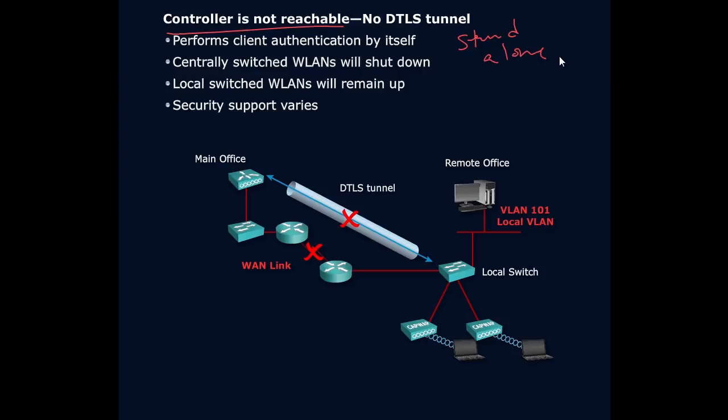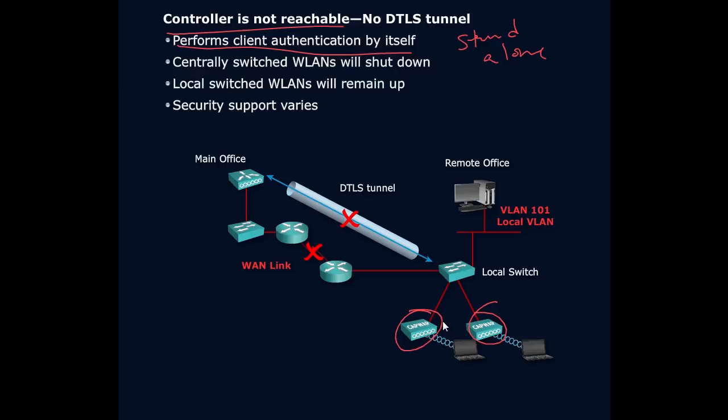Remember, datagram transport layer security tunnel. When that is up, everything's hunky-dory. I don't have to worry about anything. So what happens to my environment when this fails? Well, we're going to try and perform authentication by itself at the AP level. And if we can't access the database, we can't access any of those things, those clients are going to be disassociated.